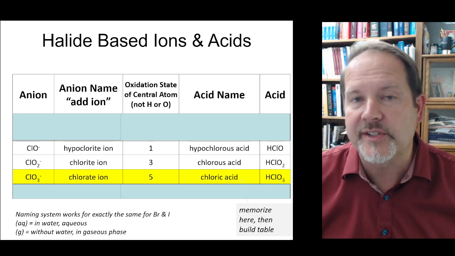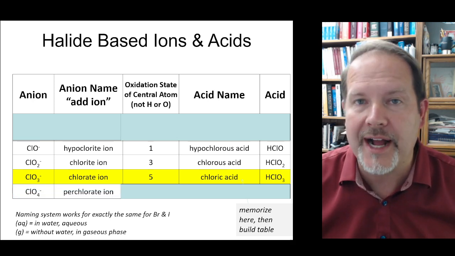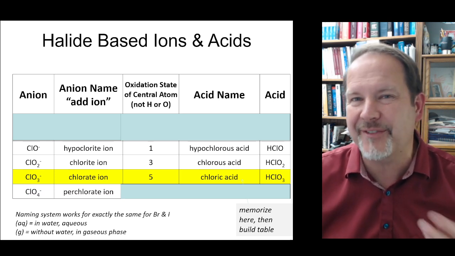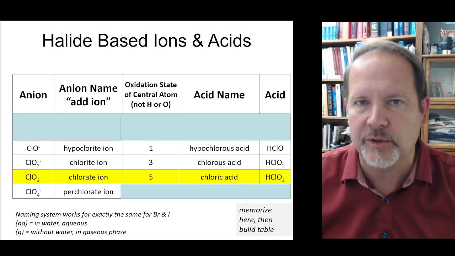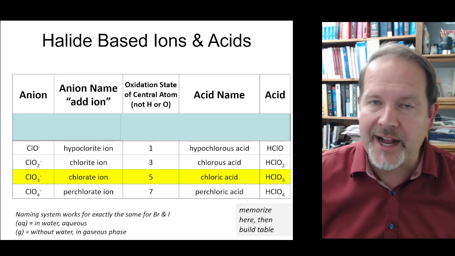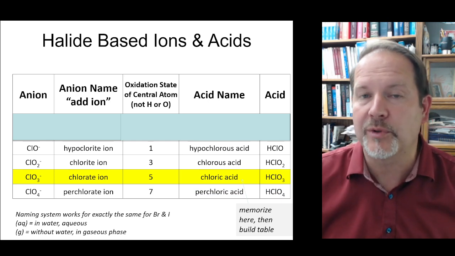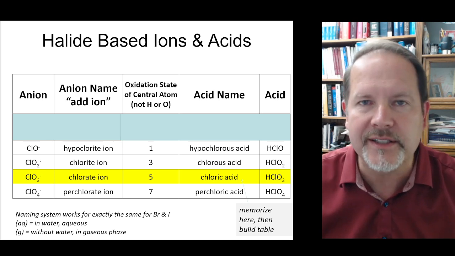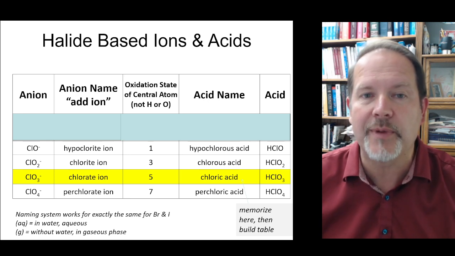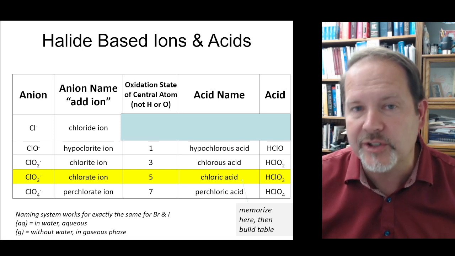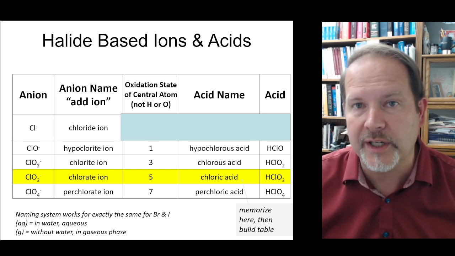And then we can go to the situation where you have 1 more oxygen than the ate version, and it becomes perchlorate. It's kind of a shortened version of hyperchlorate. They call it perchlorate. And if you add a hydrogen to perchlorate, it becomes perchloric acid. Now, there's one last one in this series that you should know about, and that's just the chloride ion by itself. And if you add hydrogen to it, it becomes hydrochloric acid.